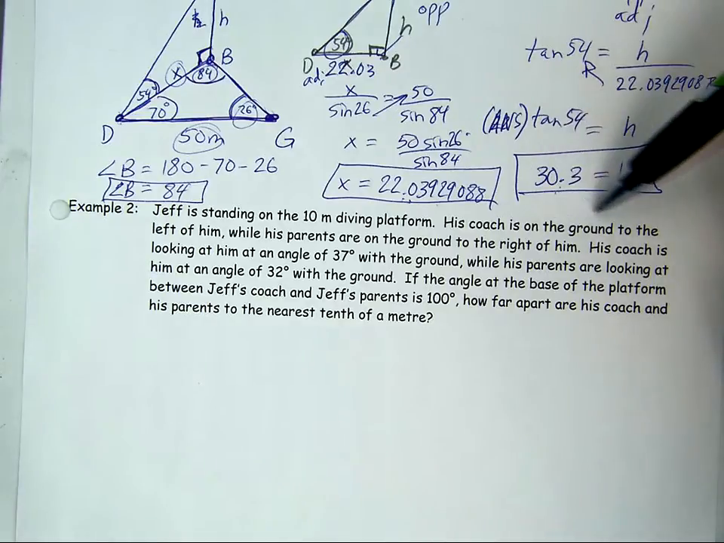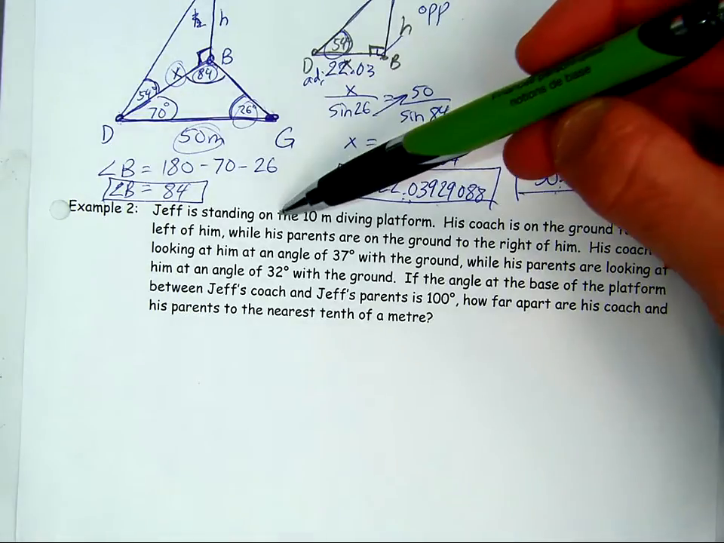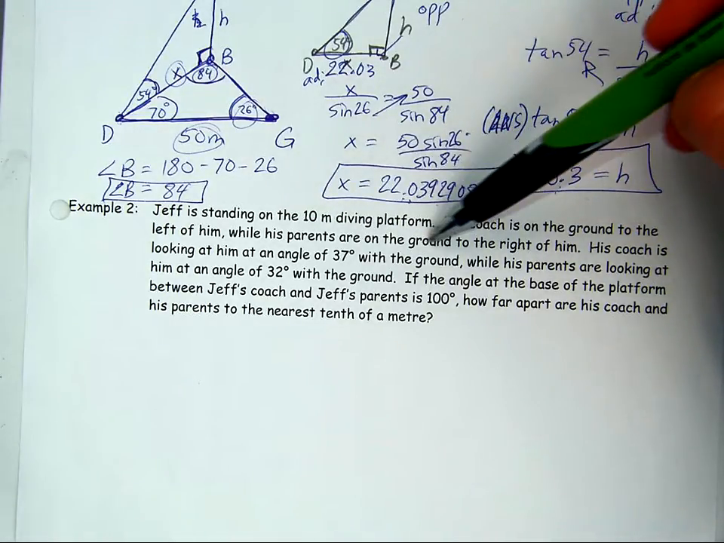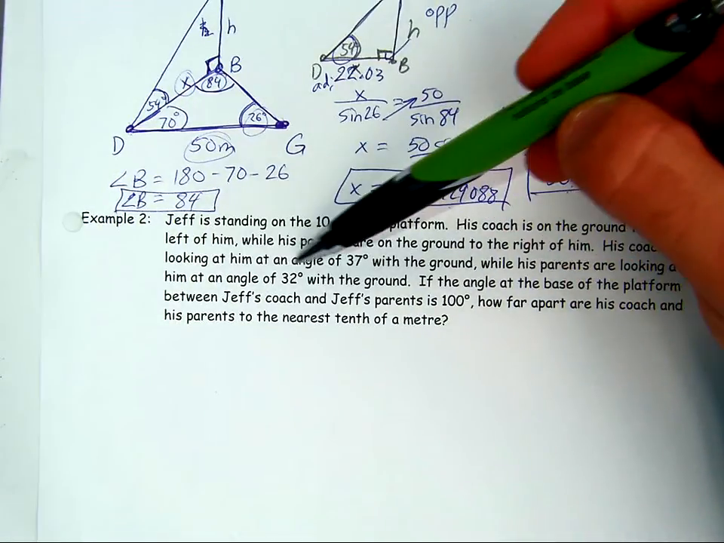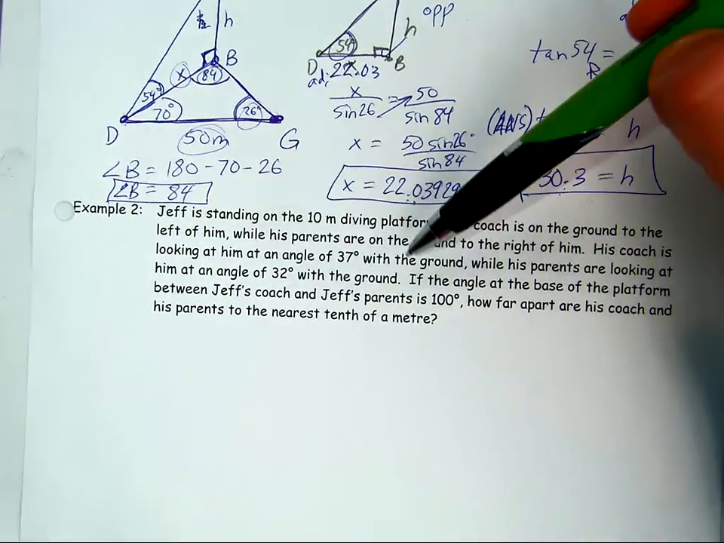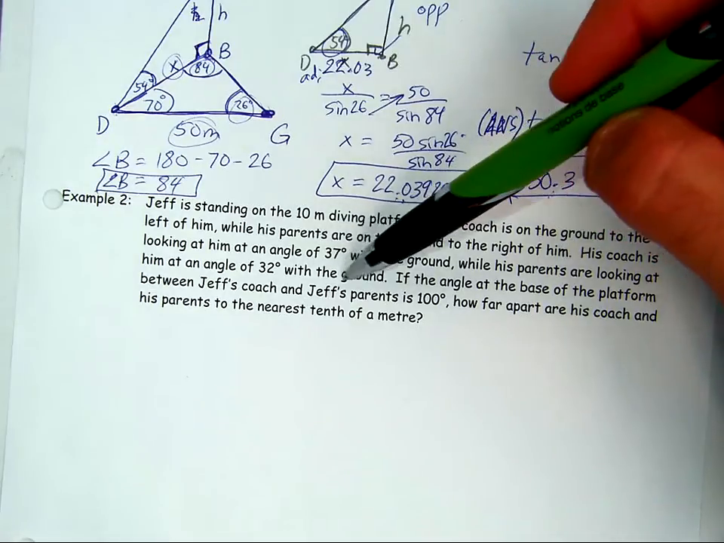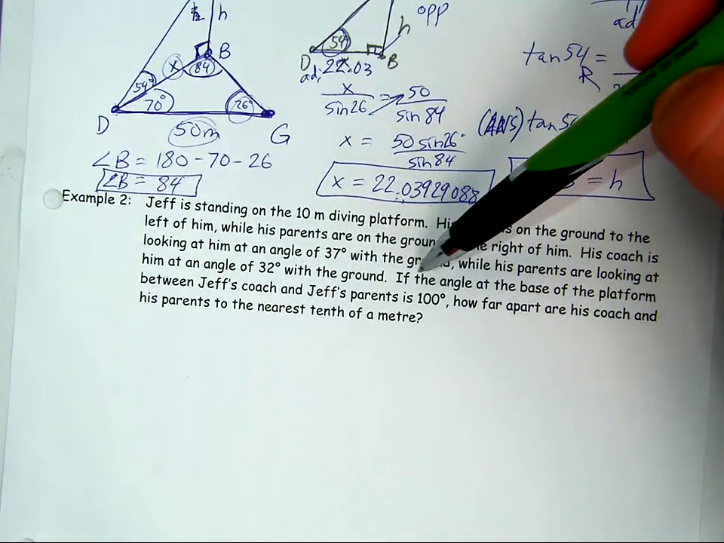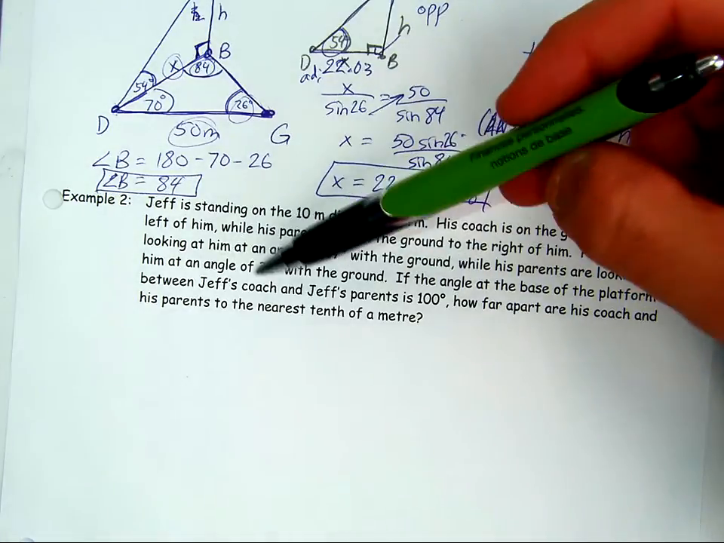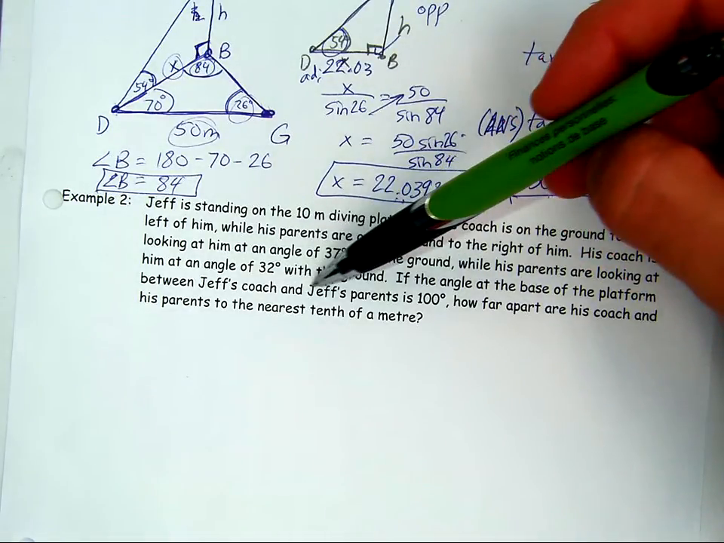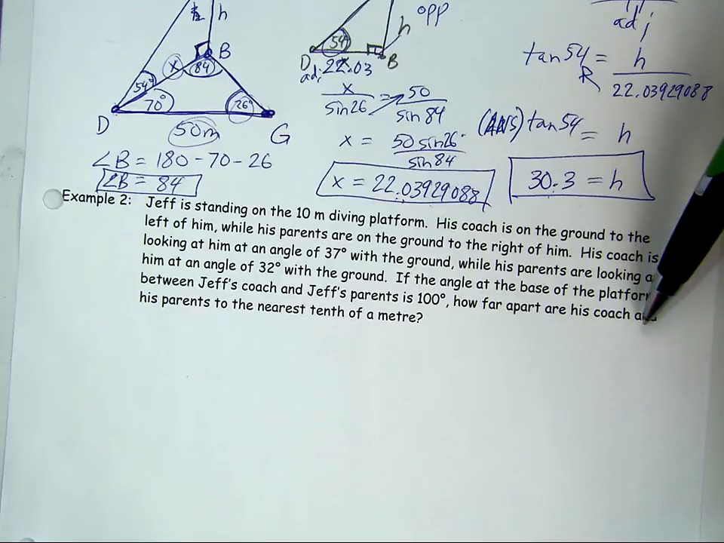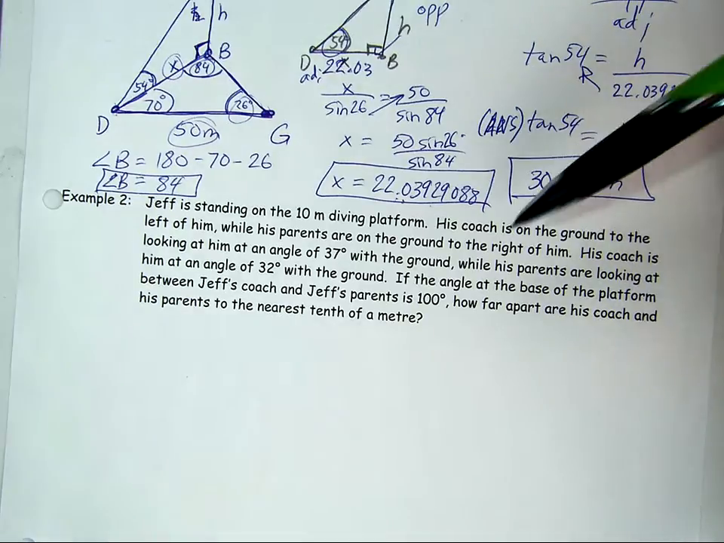His coach is on the ground to the left of him, while his parents are on the ground to the right of him. His coach is looking at him at an angle of 37 degrees with the ground, while his parents are looking at him with an angle of 32 degrees with the ground. If the angle at the base of the platform between Jeff's coach and Jeff's parents is 100 degrees, how far apart are his coach and his parents to the nearest tenth of a meter?